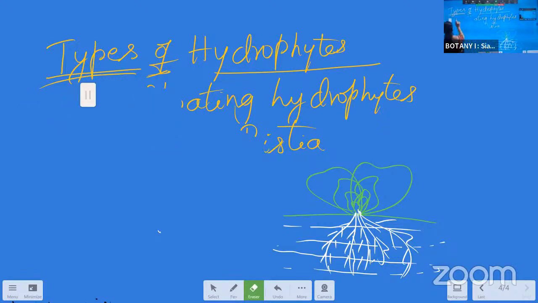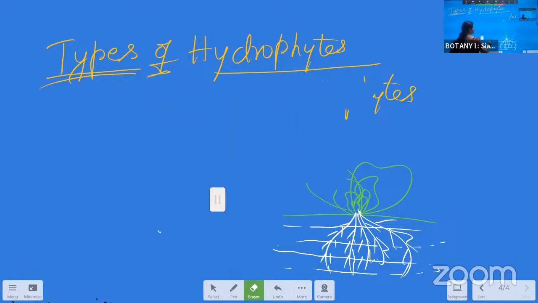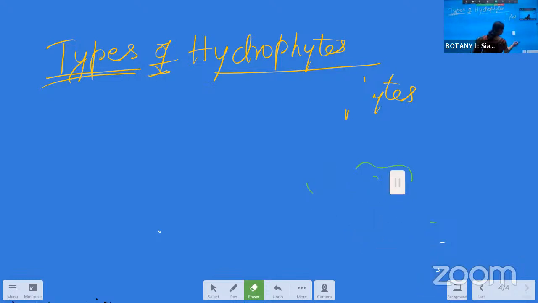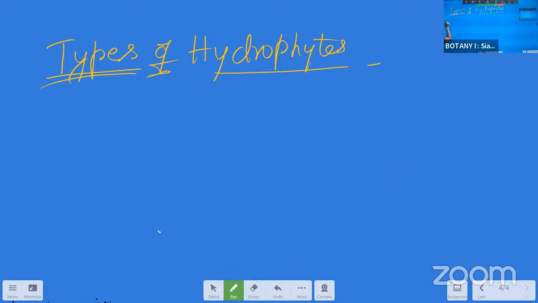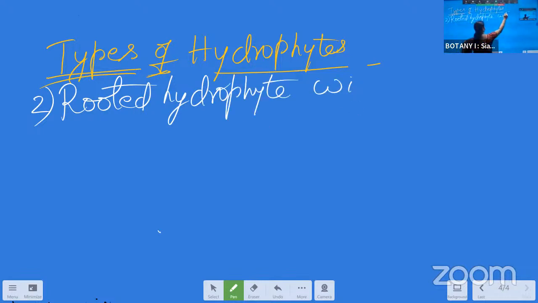Second one is rooted hydrophyte with floating leaves. That means the plants are completely rooted at the bottom, attached to the soil surface. Rooted hydrophytes with floating leaves.